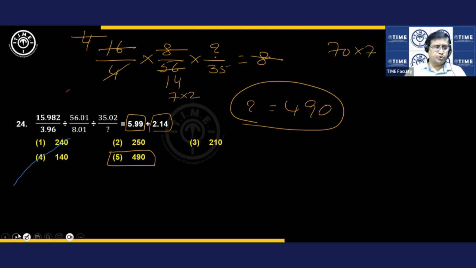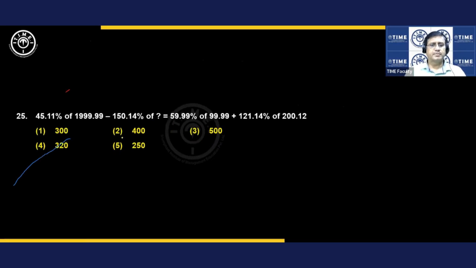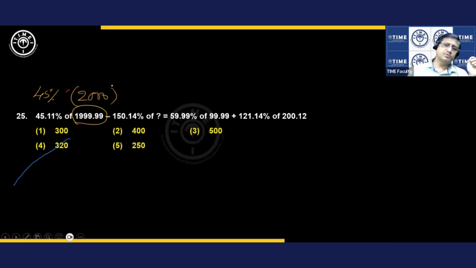Next question number 25. 45.11% means 45%. 1999.99 means it is close to 2000. 45% of 2000. One approach is percentage and 0 get cancelled. That is the one approach. 2 times of 45, 90. So one more 0 means 900. That is the one approach.